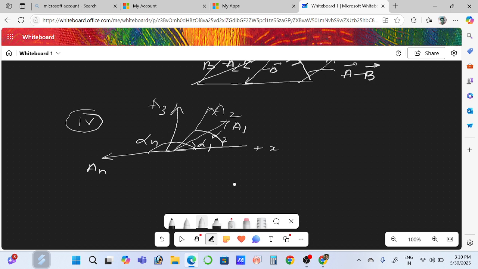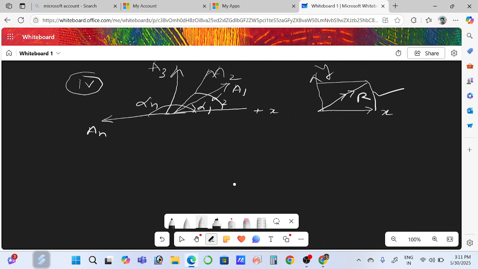So what we'll do, we need to have two components. We actually resolve each vector into perpendicular axes. One component is along the x-axis and another component is along the y-axis. Then we use the parallelogram law and try to find the diagonal, and this diagonal actually represents the resultant of all these vectors. So how can you do that?